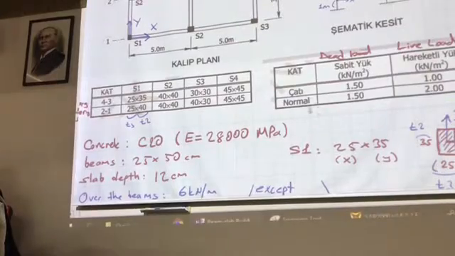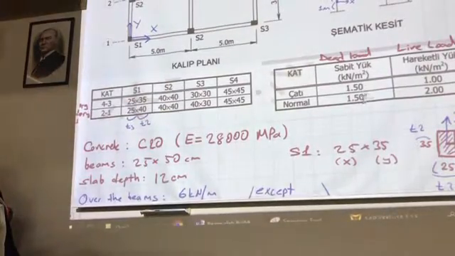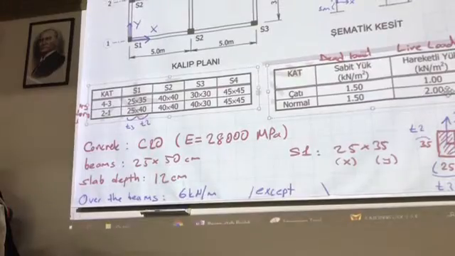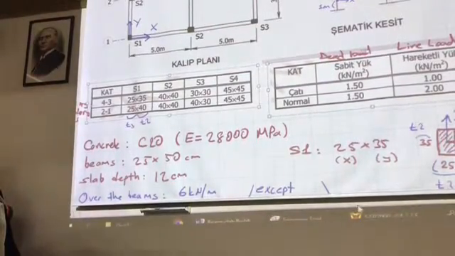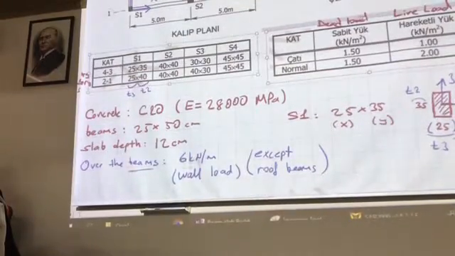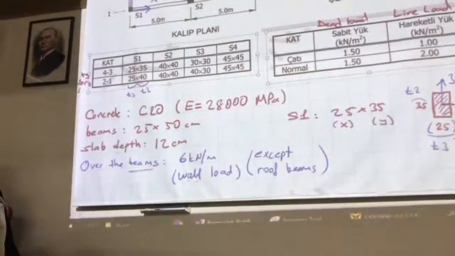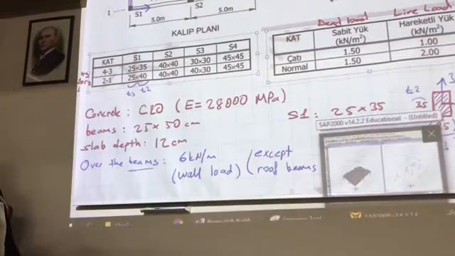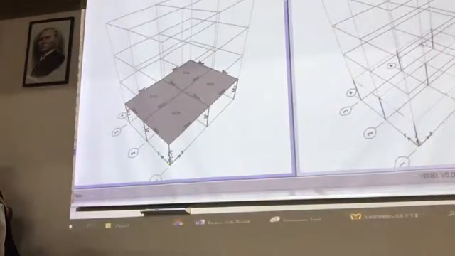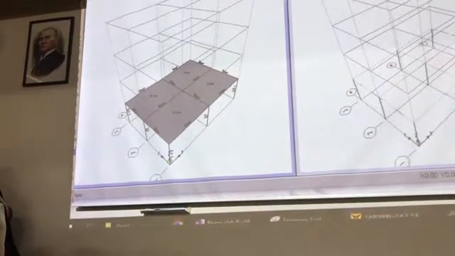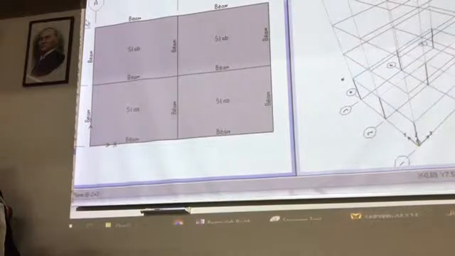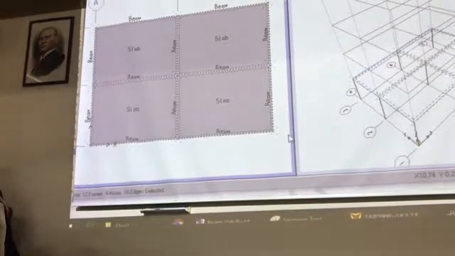Here, in normal stories, we have dead load 1.5 and live load 2.0. Okay. Now assign them. And we also have 6 kilonewton per meter loads over the beams. Okay. Now let's do that. For example, we are in, let's select XY, and select all the beams. Now I selected all the beams and slabs, but I'm going to assign load to the beam.